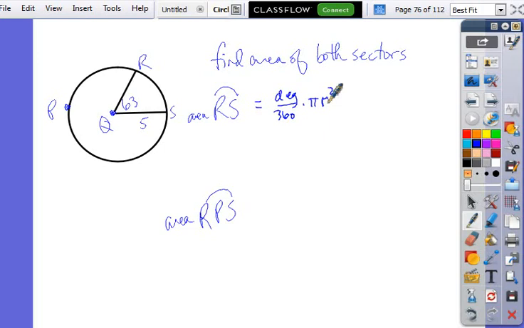Degree over 360 times pi r squared. So what is my degree for the RS part? So that's going to be 63 over 360 times pi 5 squared. Somebody tell me what that is.